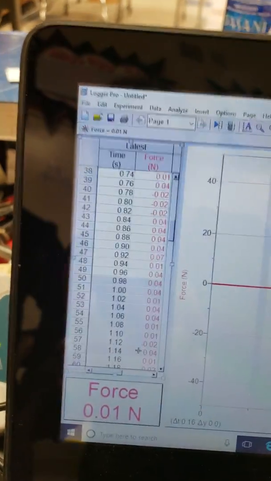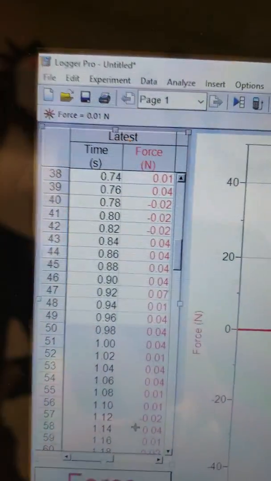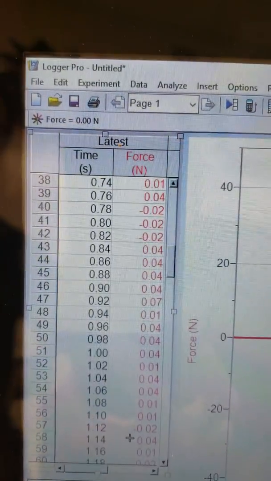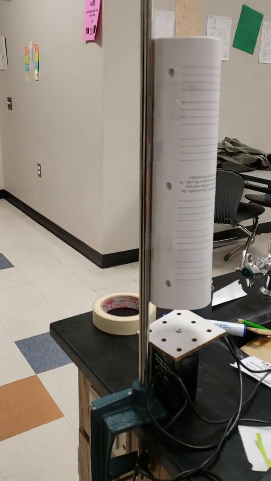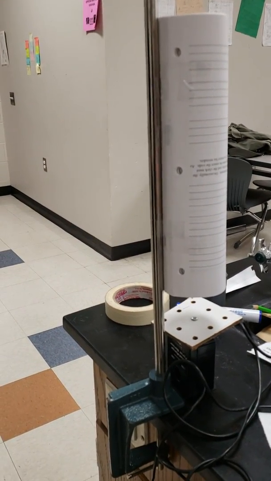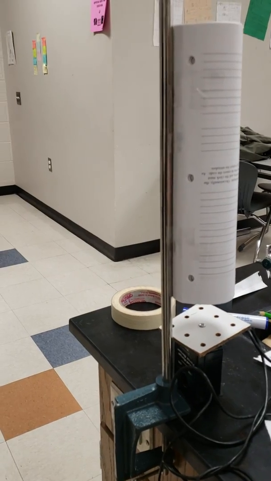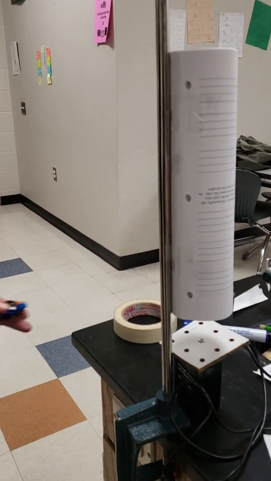So basically just start off with time and force. So that's what the data table needs to look like. This is the setup. Everything's attached to everything and connected to the computer. That's pretty much impulse. Remember, 3 different materials, 3 different trials for each one, for a total of dropping the car 9 times.